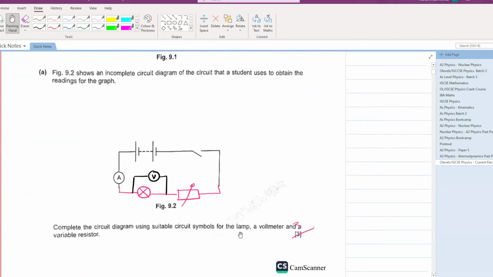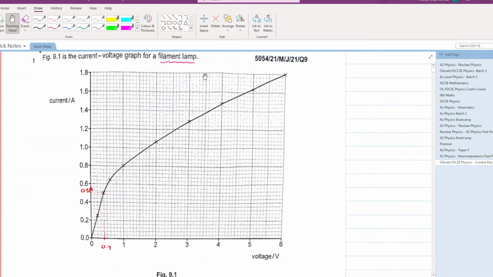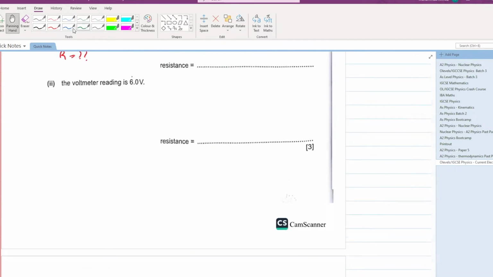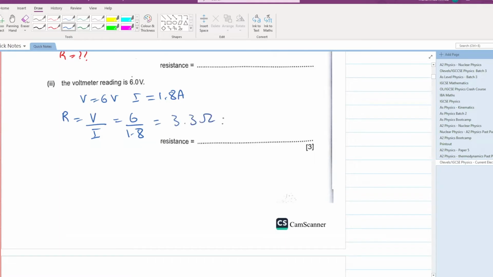Okay, let's do the same procedure. At 6 volts, you have a current of what? See, 6 volt is the extreme point. At that extreme point, your current is 1.8. So let's plug in these values as well. Voltage is 6 volts, current is 1.8 ampere. Can you calculate the resistance? Yes, resistance is equal to voltage over current. Voltage is 6, current is 1.8. Divide both of them. This comes out to be 3.3 ohms as your resistance.